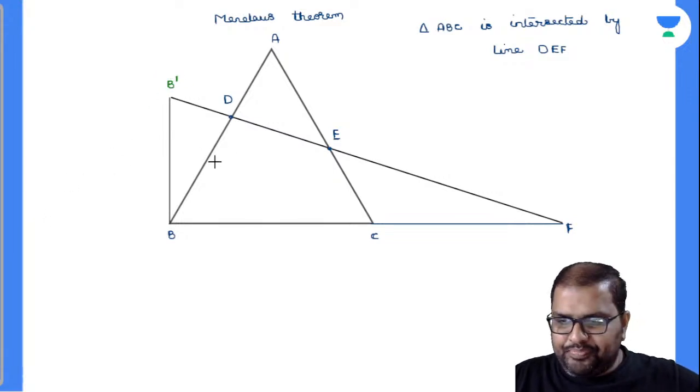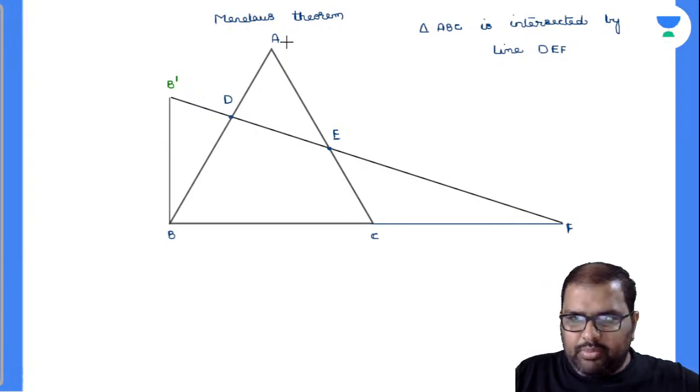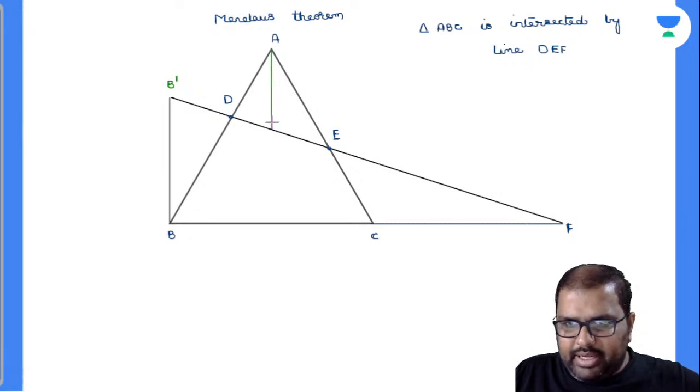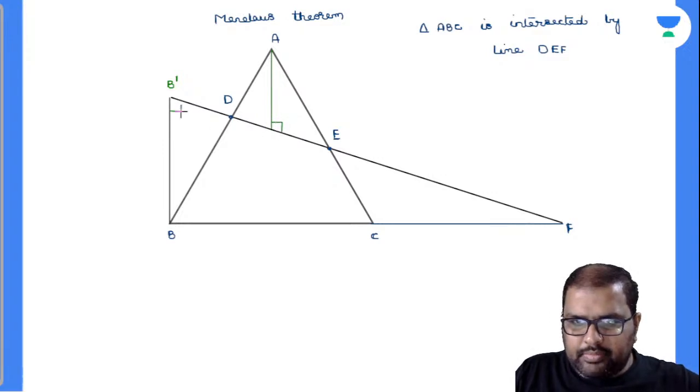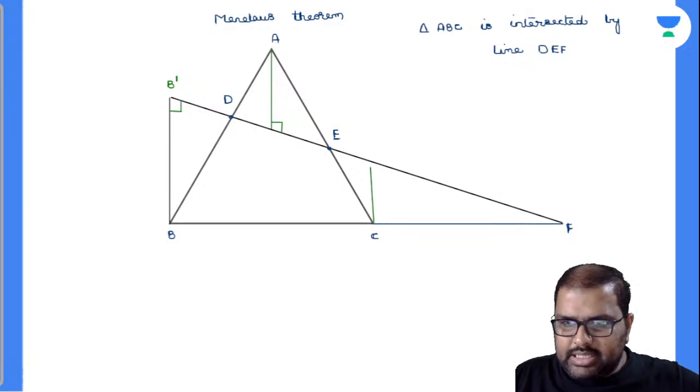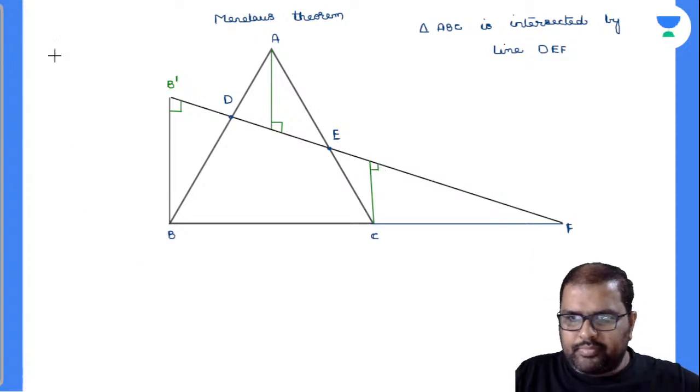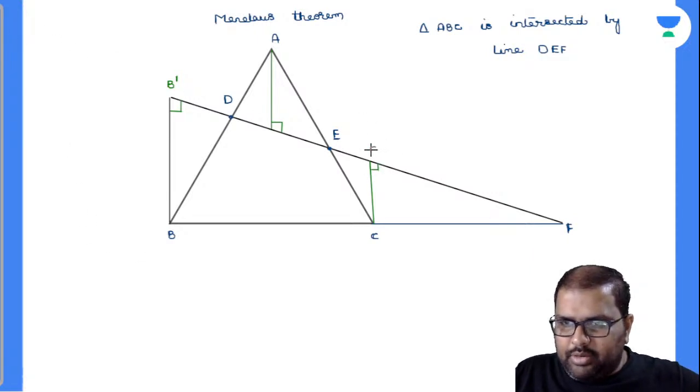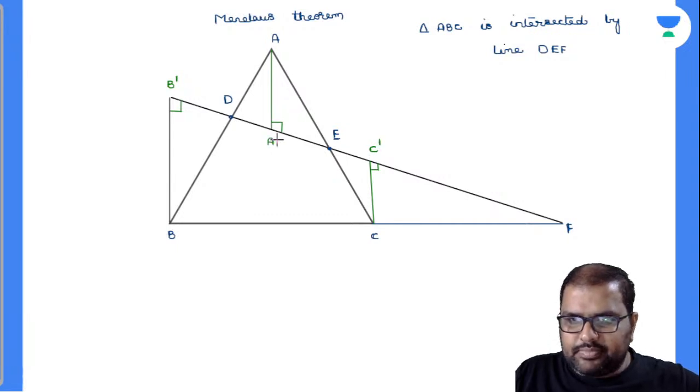I will be dropping down one more line segment here. Now see, all these are perpendiculars. I am taking down perpendiculars. This is also a perpendicular, and I will be taking down one more perpendicular to C dash. This point I will be taking down as C dash, and this as A dash.